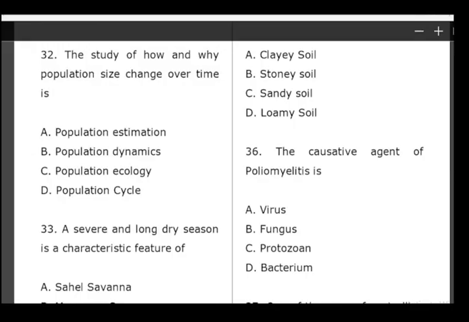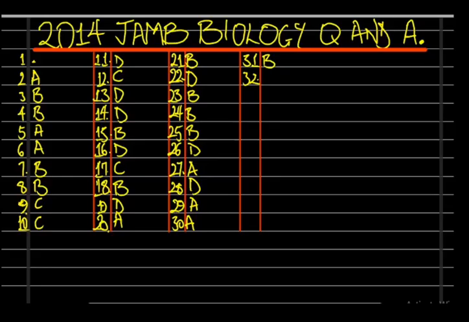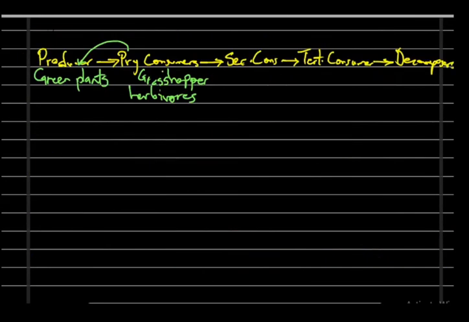Question 32. The study of how and why population size change over time is A. Population estimation, B. Population dynamics, C. Population ecology, and D. Population cycle. Talking about population size changes, it is talking about the dynamics. Dynamics here talks about change. We know that population is talking about the total number of organisms that can be found in an environment. Let me quickly put it here.